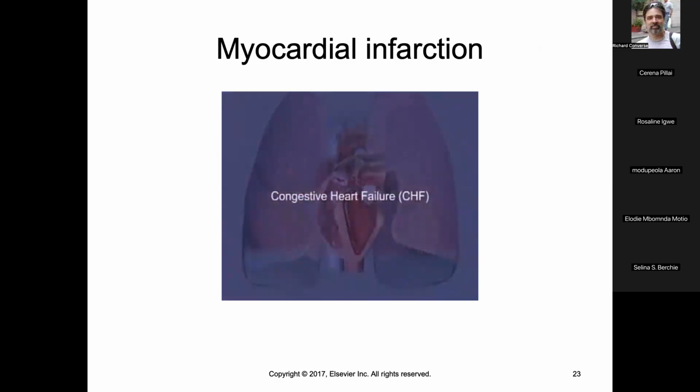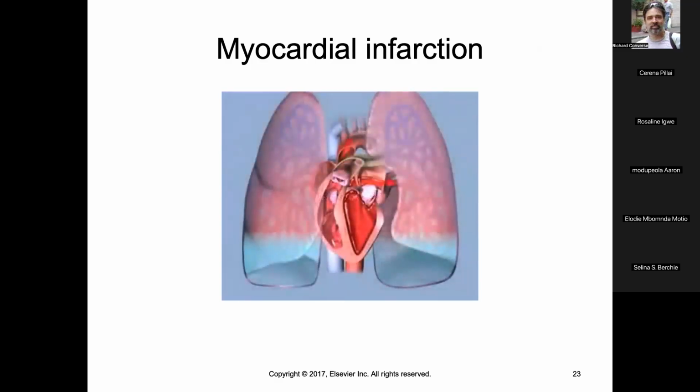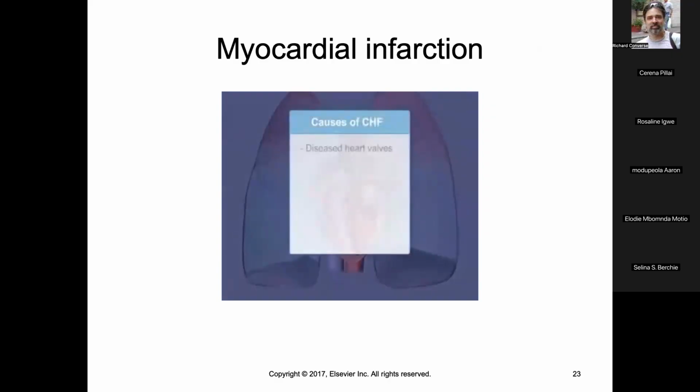Congestive heart failure, CHF. Congestive heart failure, CHF, is a condition of excessive fluid buildup in the lungs and other organs because of inadequate pumping of the heart or a failure of the lungs to function properly. Congestive heart failure can be caused by diseased heart valves, hypertension, or some form of obstructive pulmonary disease.